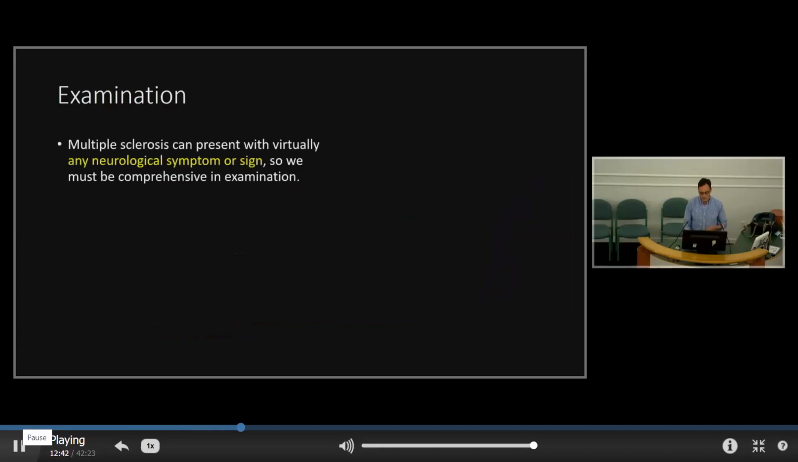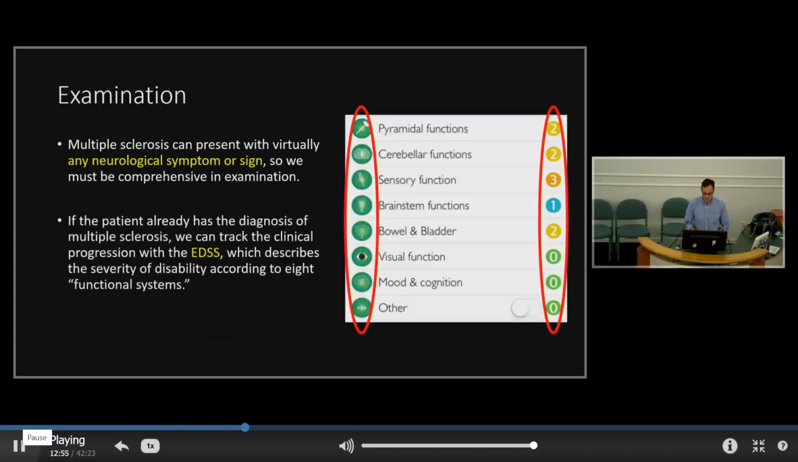Okay, so obviously you're going to examine them around step 3 when they're just presenting with early symptoms. Now, MS is really interesting because it can present with virtually anything, and so you've got to be comprehensive when you examine these guys. If the patient has been diagnosed with MS, and we'll talk about how to do that, we track it with this thing called the EDSS. We do an EDSS, say, once a year on a person, and you can see that it's quite comprehensive, and it looks at a number of different functions in detail. There's a number of things you look for within each of these green circles, and you give them a score.